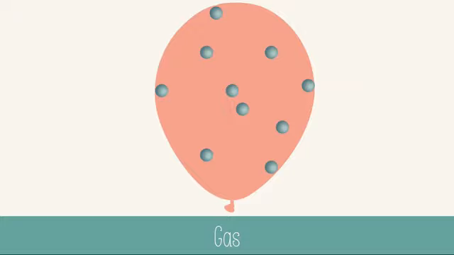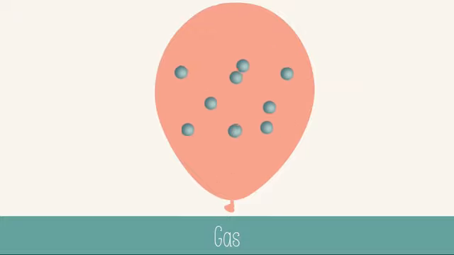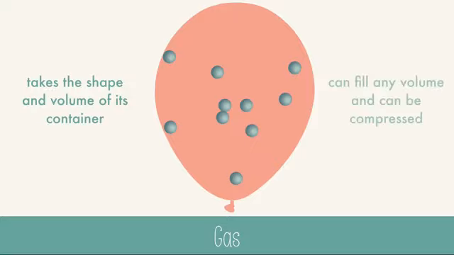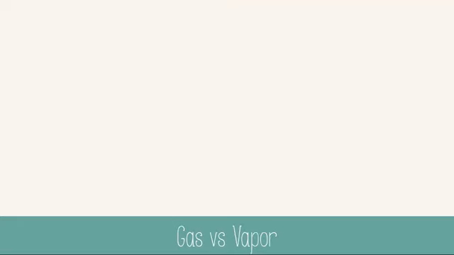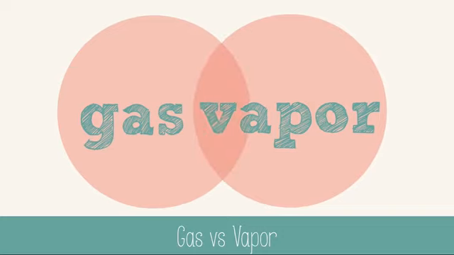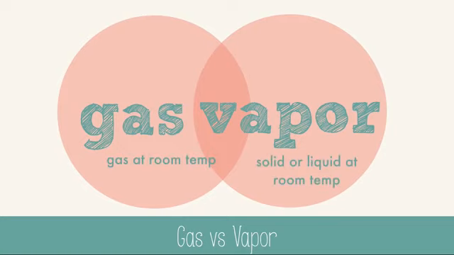Gases are the crazy particles. They have a much higher energy and are spaced farther apart, and can therefore take the shape and volume of their container. This means that a gas can fill any volume, and it can also be compressed to a smaller volume. The word gas and the word vapor are sometimes used interchangeably, but there is a difference. Gases are gases at room temperature, and a vapor is when something that is normally a solid or a liquid at room temperature has become a gas. So when water evaporates, it becomes water vapor, not water gas.